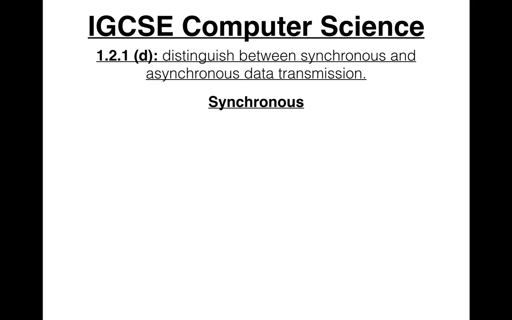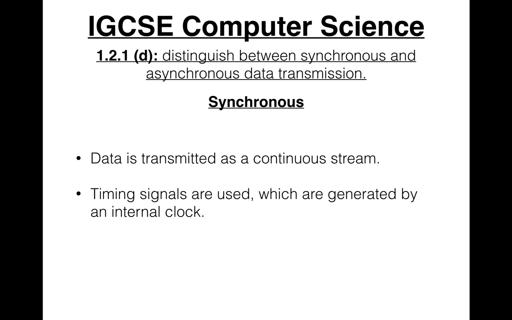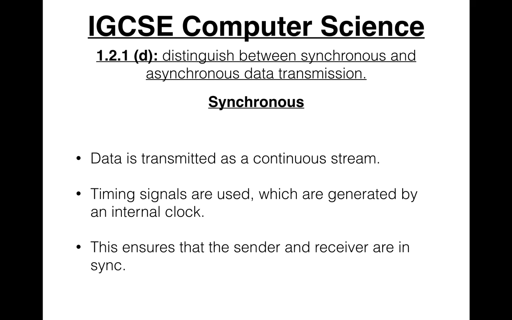So let's start with synchronous. Synchronous data transmission is data which is transmitted as a continuous stream. And the way this is done is timing signals are used, which are generated by an internal clock. And this ensures that the sender and receiver are in sync.